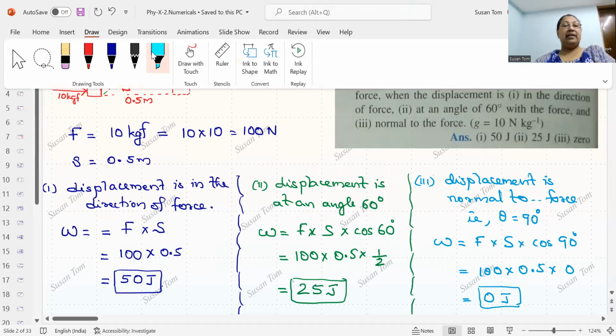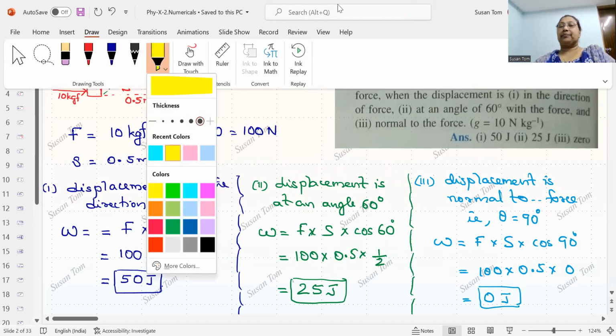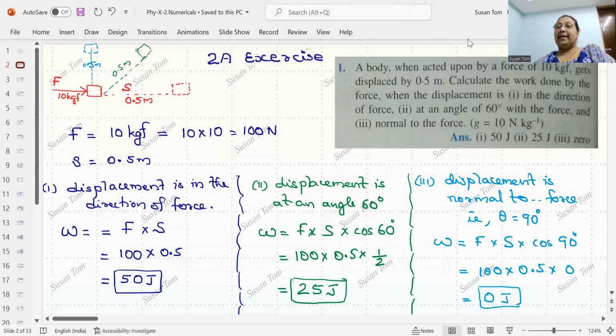Whatever data is given, we will pick from the question. Force is 10 kgf. kgf means gravitational units, so you want to convert it into SI units, that is, into newtons. Force 10 kgf is converted into newtons by multiplying with acceleration due to gravity. In the question, you are asked to take acceleration due to gravity as 10 newton per kilogram. So 10 kgf into 10 newton per kg, on multiplying, you will get 100 newton.